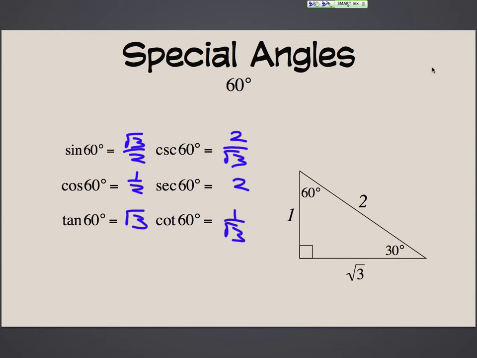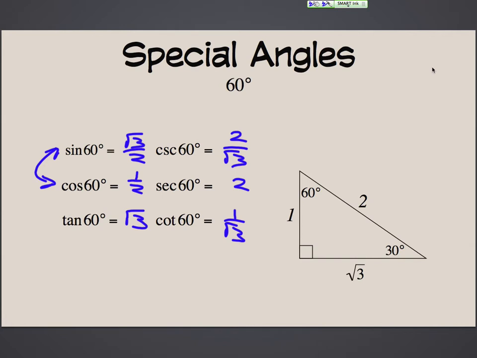And technically, I don't have to memorize anything new to get these 6. What do I need to notice? That they just kind of switch. Sine and cosine are switched from what? Sine and cosine of 30. So I need to realize that sine and cosine of 30 are switched to get sine and cosine of 60.